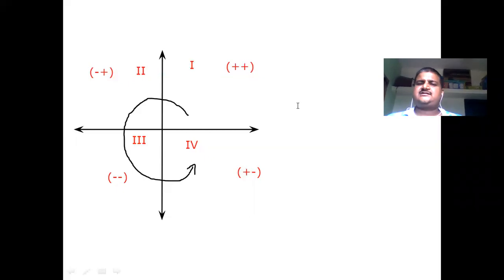Plus plus means your point will be there in the first quadrant. Minus plus means your point will be there in the second quadrant. Minus minus means your point will lie in the third quadrant. And plus minus means your point will lie in the fourth quadrant. Everybody, have you understood this particular concept?